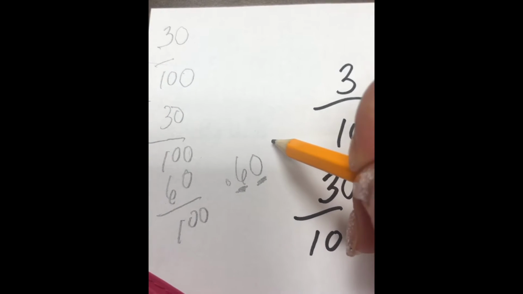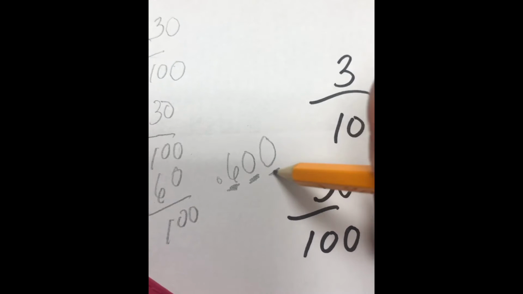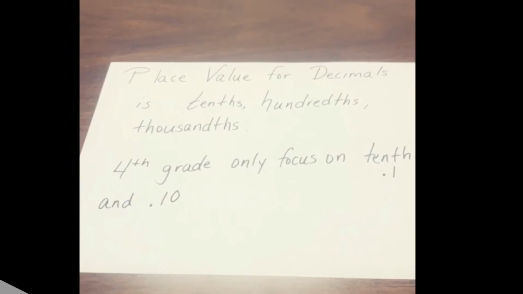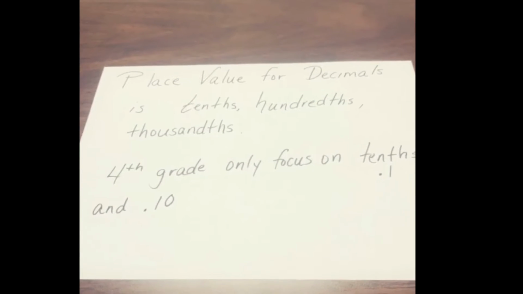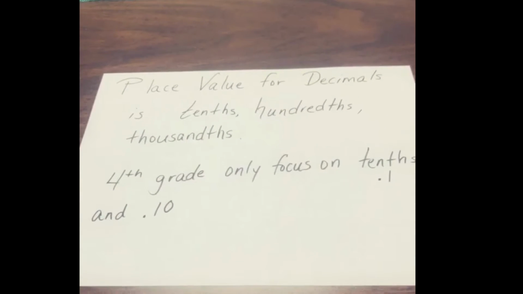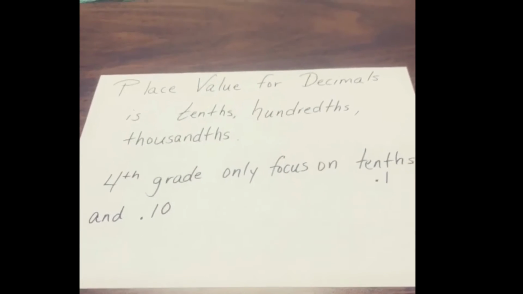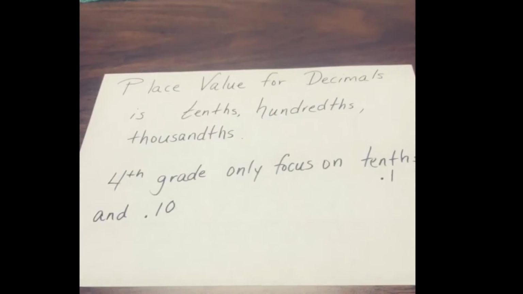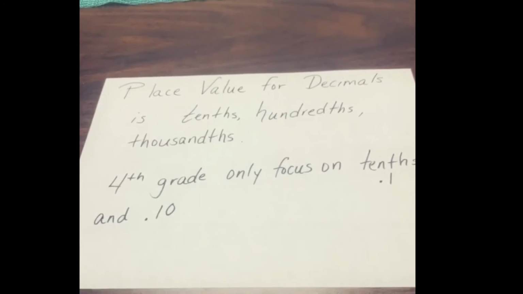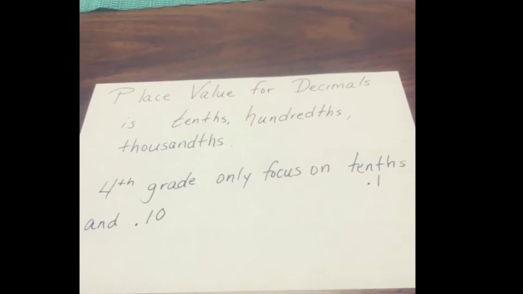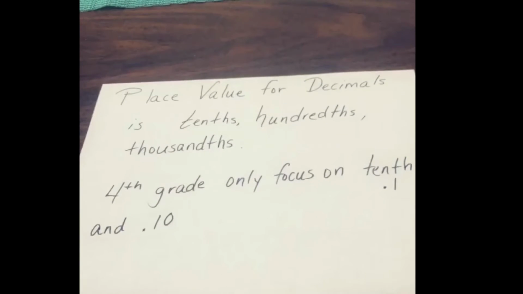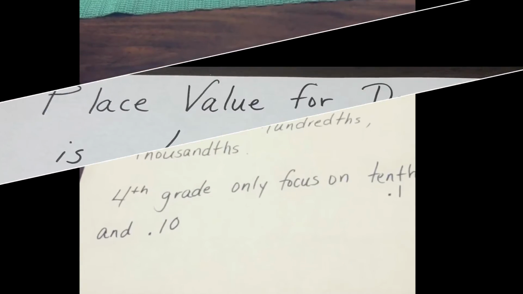Later on, you'll learn that you add another 0, and that makes it thousandths. Place value for decimals is tenths, hundredths, thousandths. Fourth grade only focuses on tenths and hundredths.